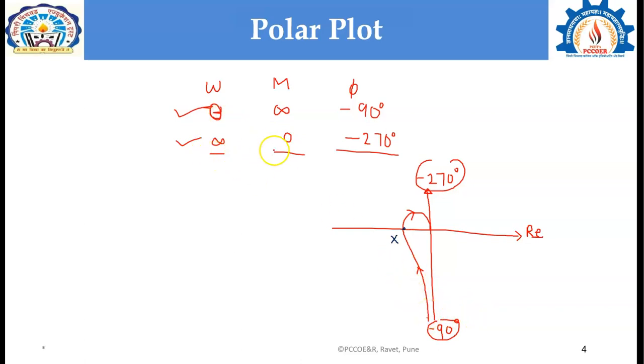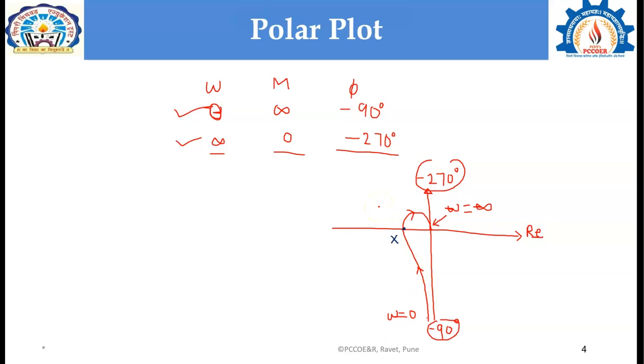For omega equal to infinity, magnitude is 0. So here 0 magnitude, this point will indicate omega is equal to infinity, and this angle is for omega is equal to 0. So it will cut the minus 180 degree axis, and this is the polar plot for this particular equation.